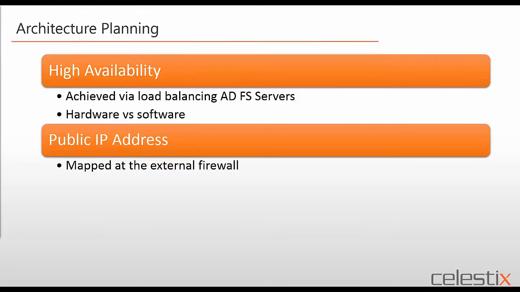You're going to need a public IP address. And this IP address is obviously going to be mapped to your external firewall. I don't typically recommend putting proxies exposed directly to the internet. They can be behind a NAT firewall, no problem. But that public IP address is what's going to allow external users to connect to your federation proxies.